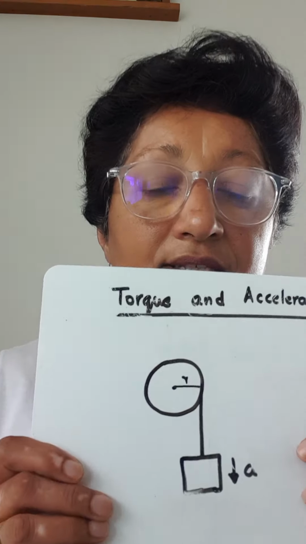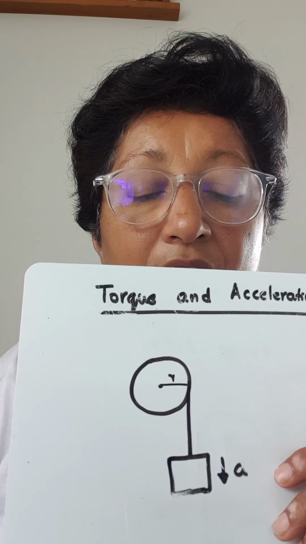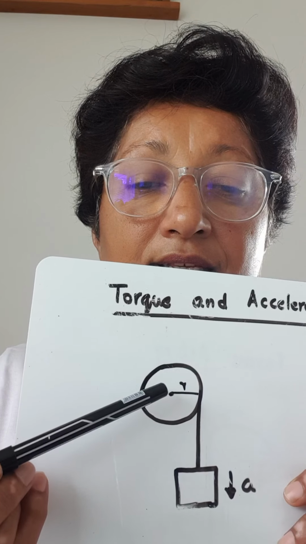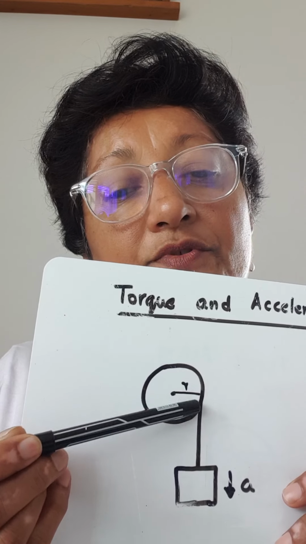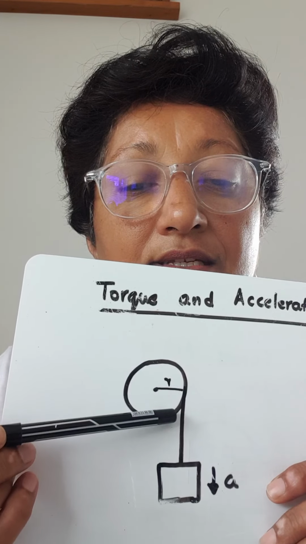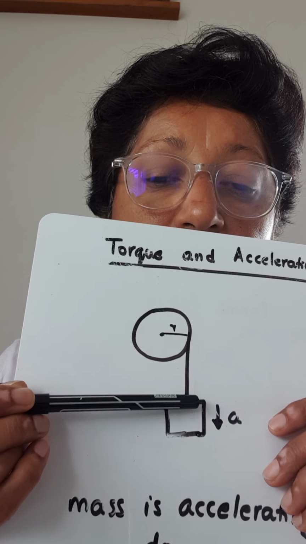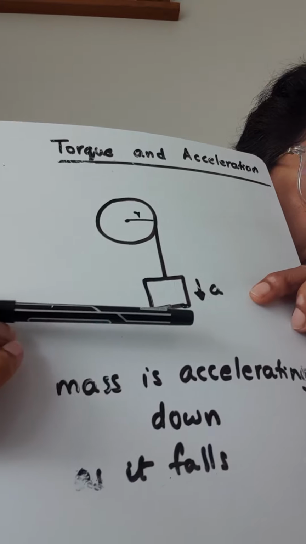The sort of questions that we are looking at today start with simple ones. This is just a wheel with a rope wrapped around it. The radius is the distance from the center, and the rope is along the periphery. That's the radius. And there's a mass, and if you let go, the mass is going to accelerate down. So that's what happens.